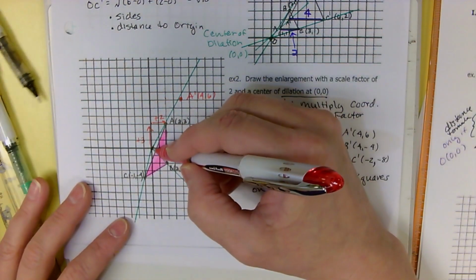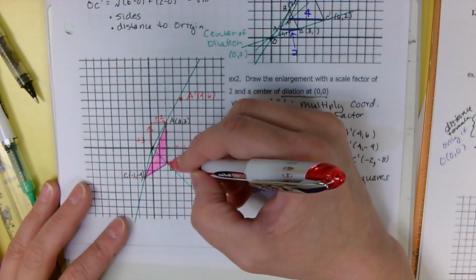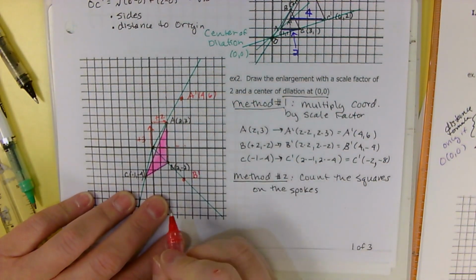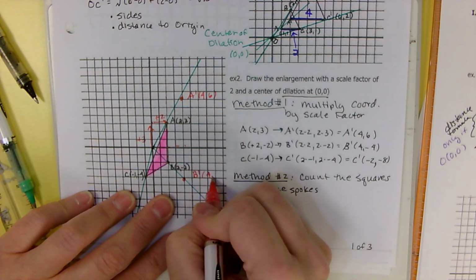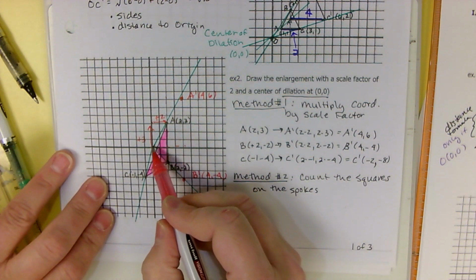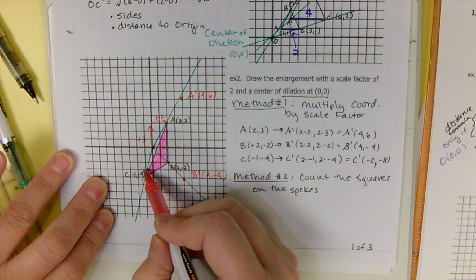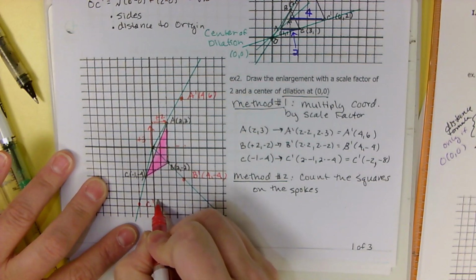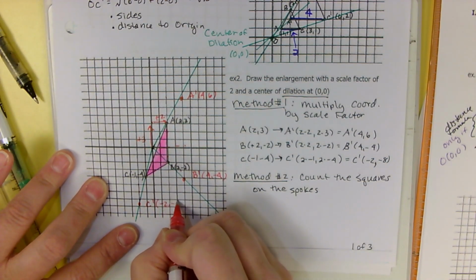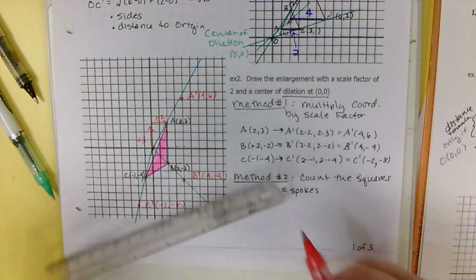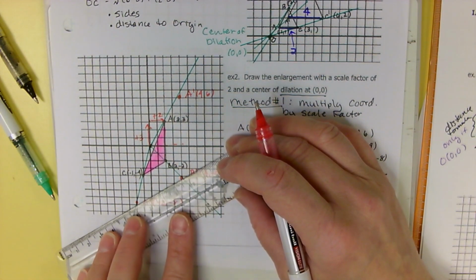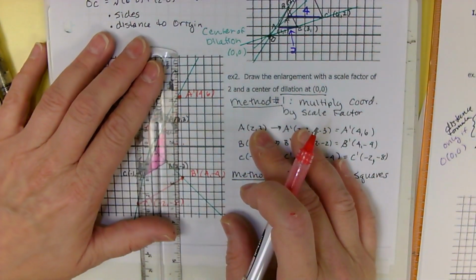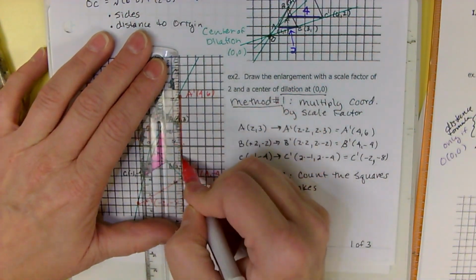So do that on your spokes. Count to go to B, we go 2 to the right, 2 down. Draw your B prime. Just 4, negative 4. And same thing with the C. 1 left, 1, 2, 3, 4 down. C prime, negative 2, negative 8. If you connect your 3 new vertices, you should get a triangle that is the same shape as the original one, just twice as big.